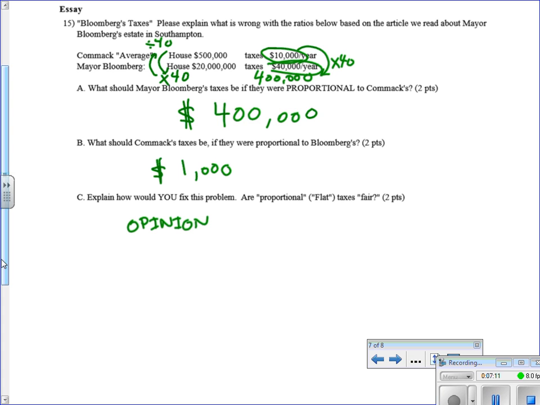But most of you realize that a proportion means everyone pays the same amount in proportion to what their house is worth. The more your house is worth, the more your taxes should be. And most of you said that's fair.